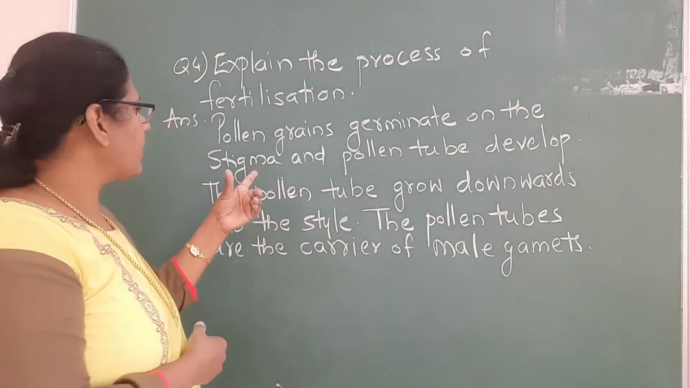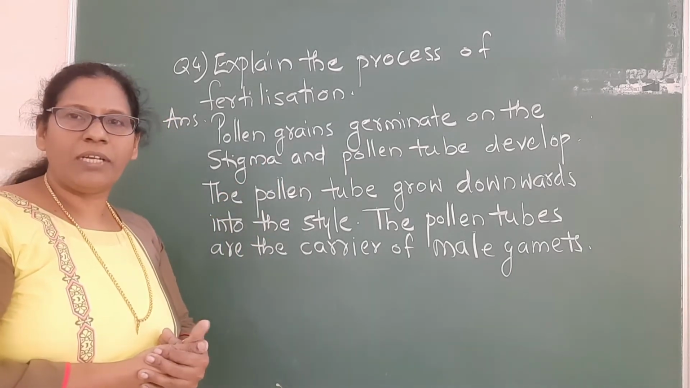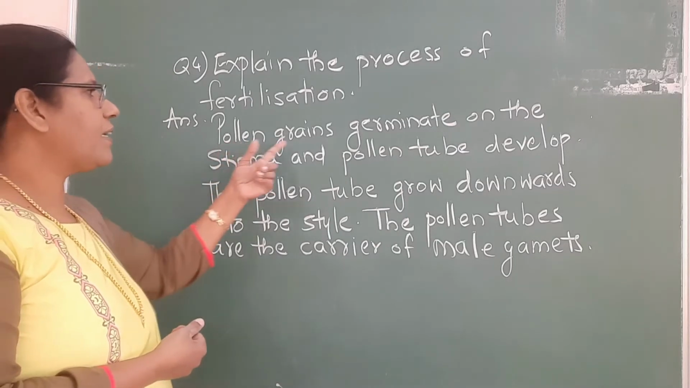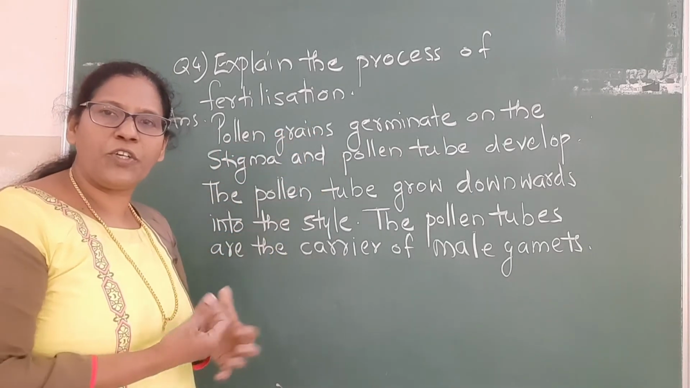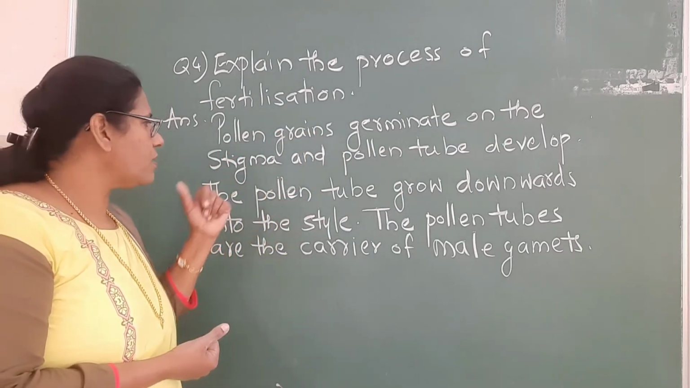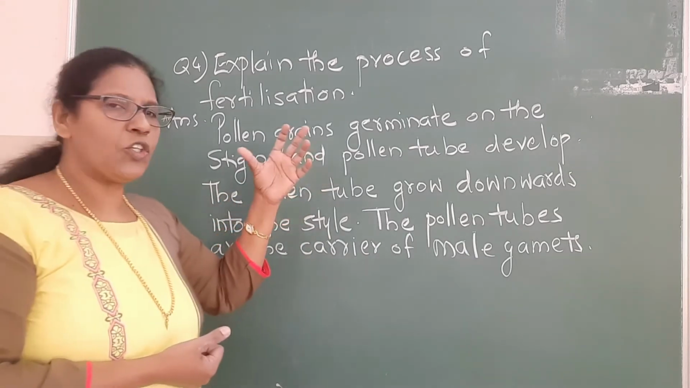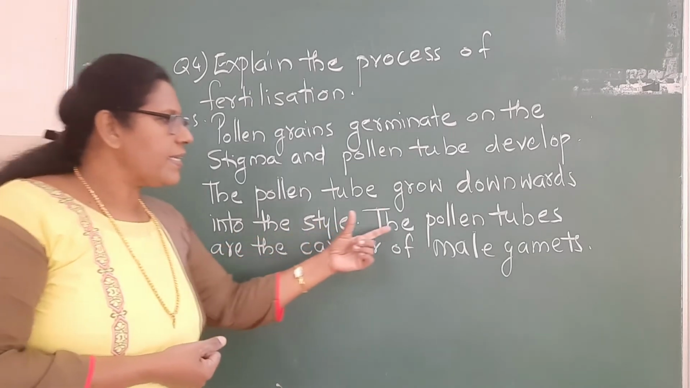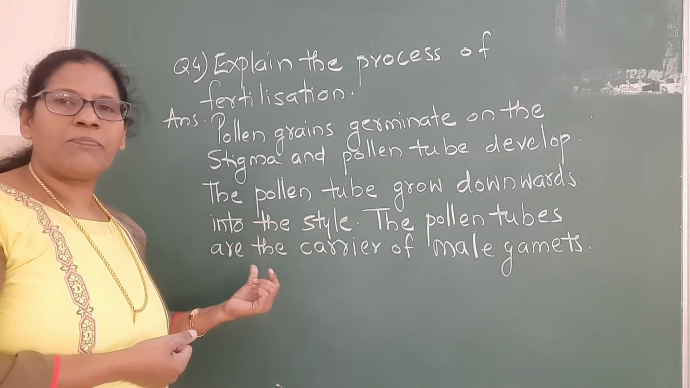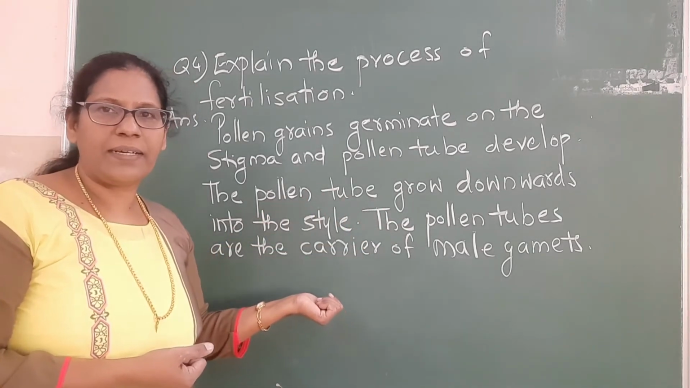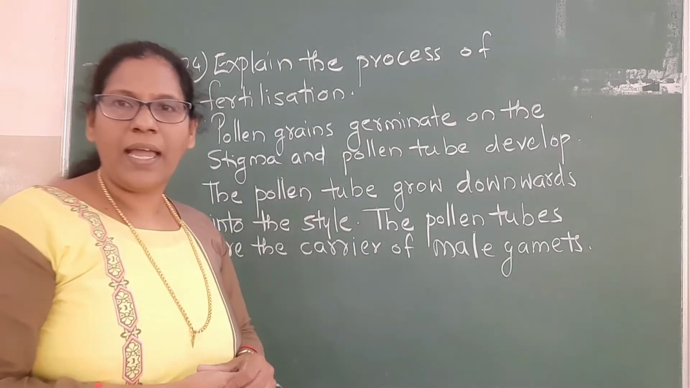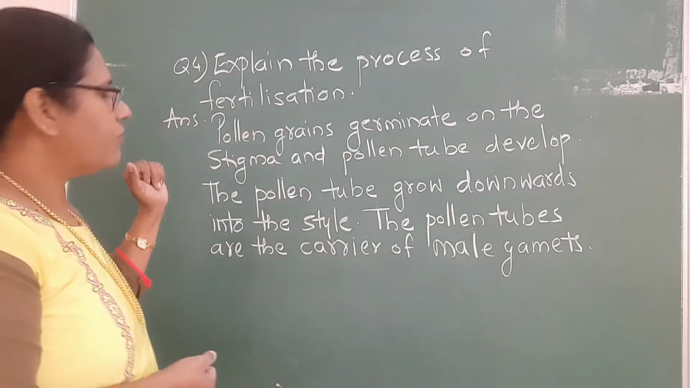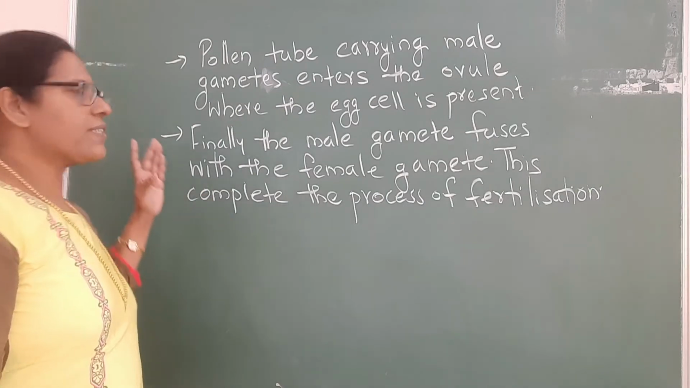On the stigma, these pollen tubes develop. Pollen grains germinate and pollen tubes develop there on the stigma. Then these pollen tubes grow downwards into the style. Then these pollen tubes carry the male gamete. That is the first thing that happens in fertilization. We saw the first step.